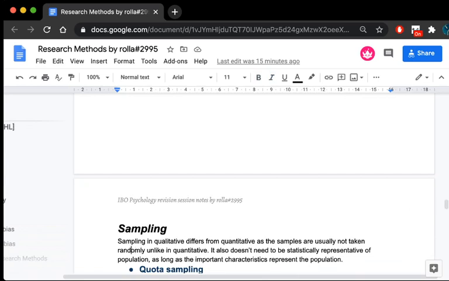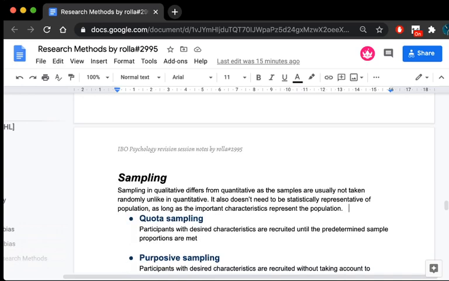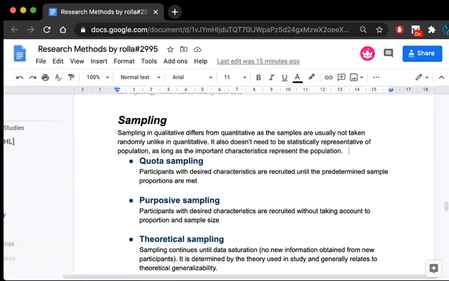Or if there are several perspectives which can help support it, into a more holistic perspective on the subject. Okay, so now in qualitative experiments, we have several types of sampling.